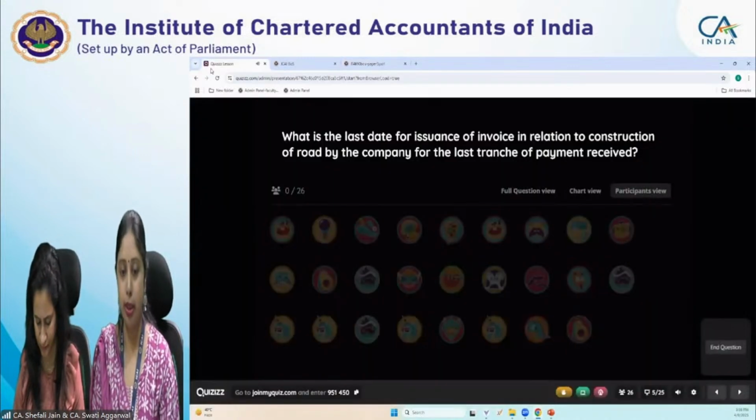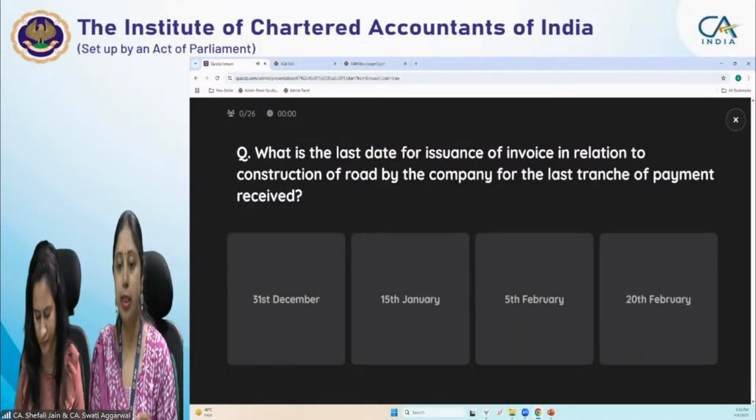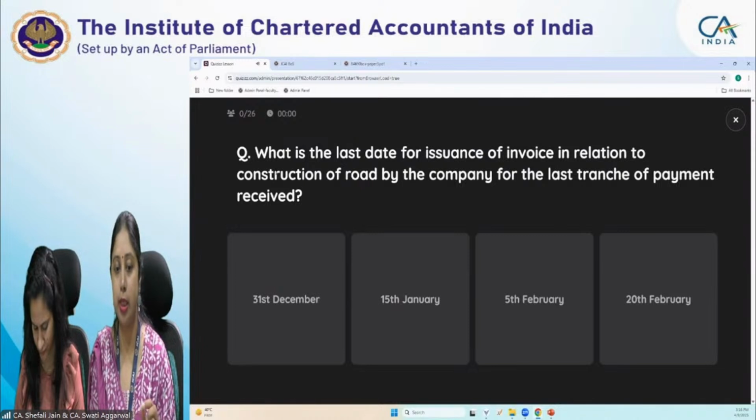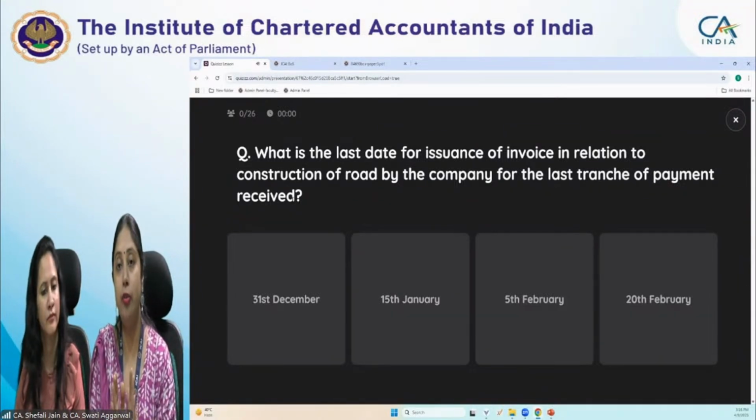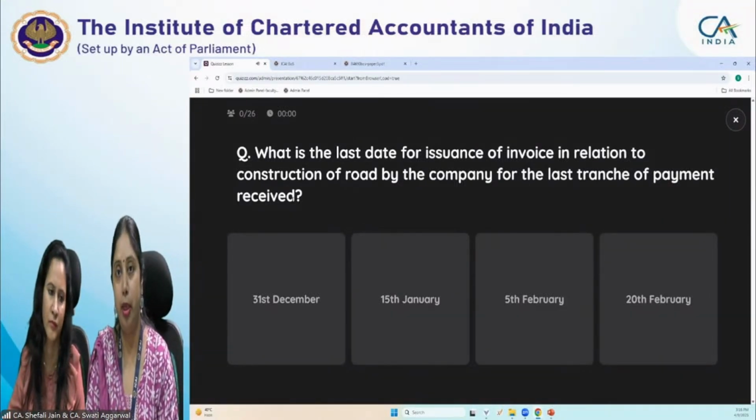अब क्वेश्चन क्या कहता है? Question is, what is the last date for issuance of invoice in relation to construction of road by the company for the last tranche of payment received? Company को किस time तक payment कर देनी थी? The last date by which company should have made the payment. Oh, sorry, company should have issued the invoice for the payment.